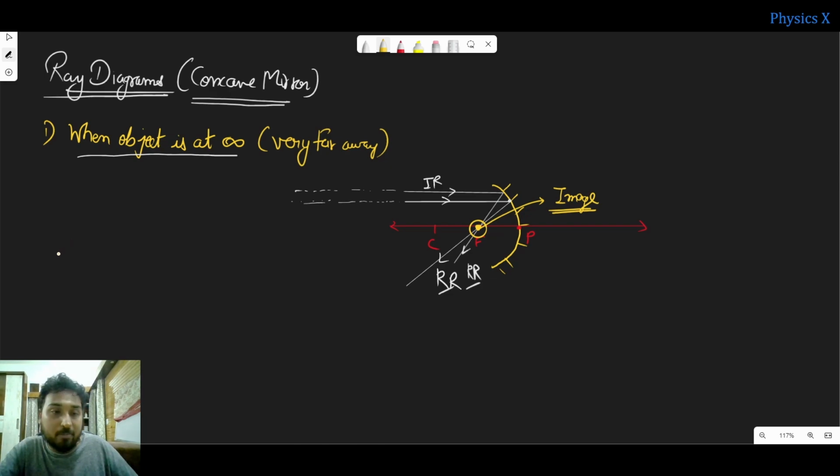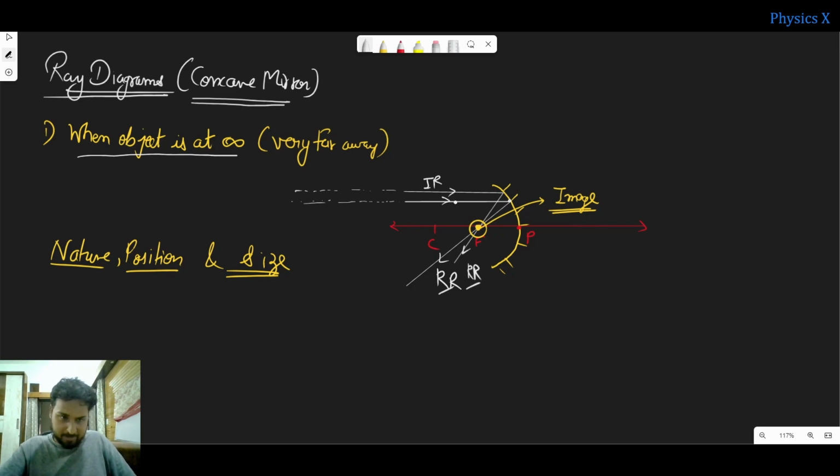So we will be commenting on the nature, position and size of the image. First of all, if I talk about nature, are the reflected rays actually meeting at a point? Yes, they are actually meeting. We are not tracing any ray of light backward. They are not just appearing to meet at a point, they are actually meeting at a point. So the nature of the image is real. A real image is formed. Where is the position? The reflected rays are meeting at the focus. The position is at the focus point F.